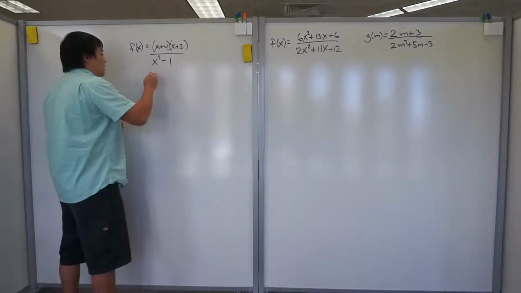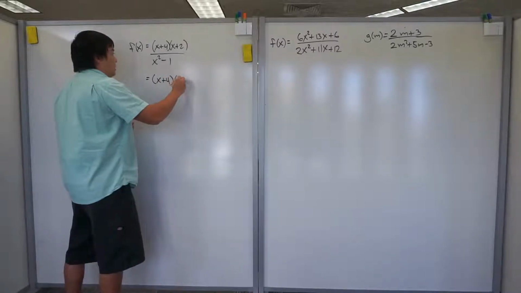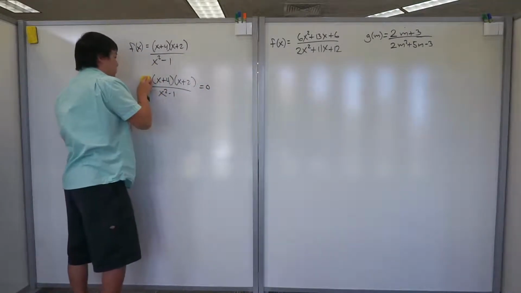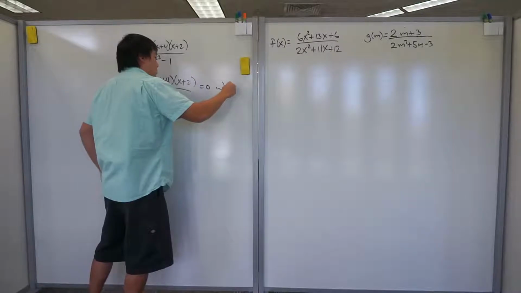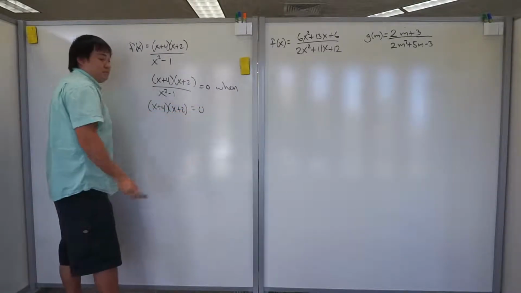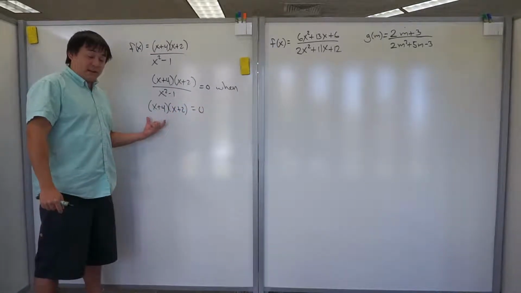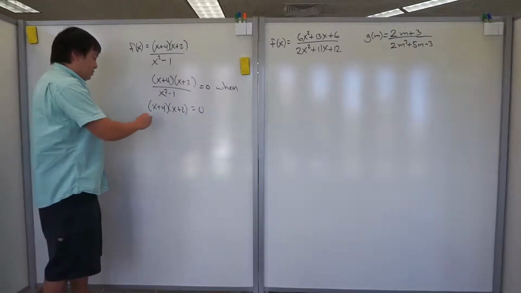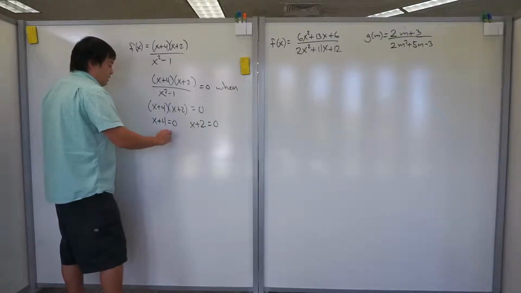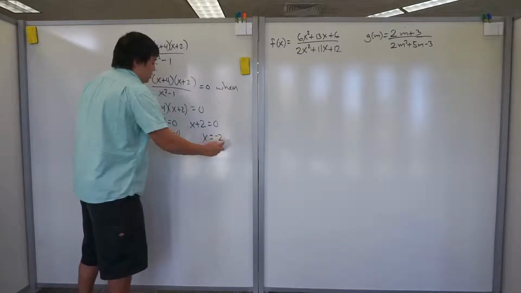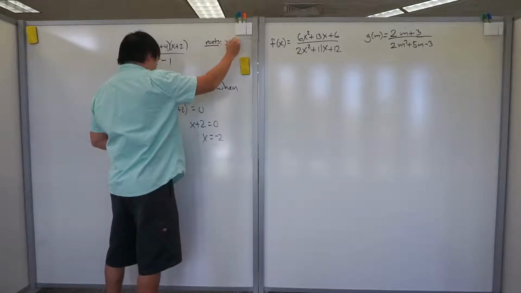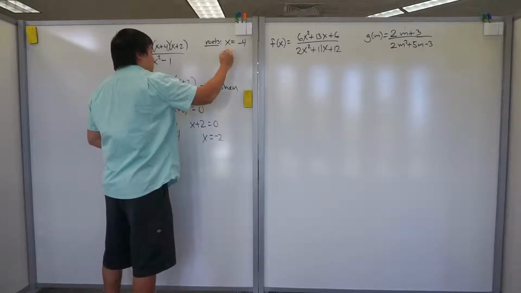This (x plus 4)(x plus 2) over x squared minus 1 is 0 when the numerator, (x plus 4)(x plus 2), is equal to 0. Remember, we already have it in factored form. When it's factored, you just set each of the factors equal to 0. So x is equal to negative 4 here, and x is equal to negative 2. So the roots are x equals negative 4 and x equals negative 2.